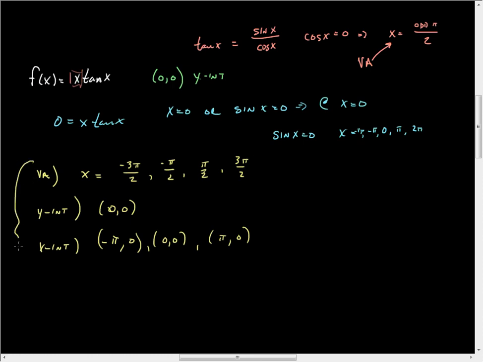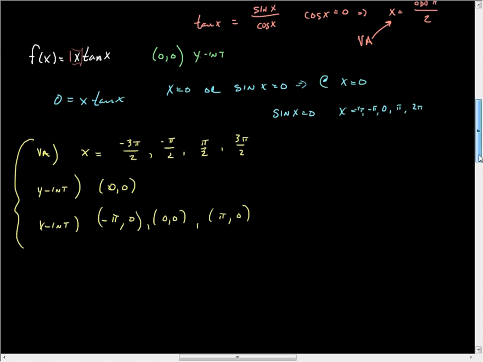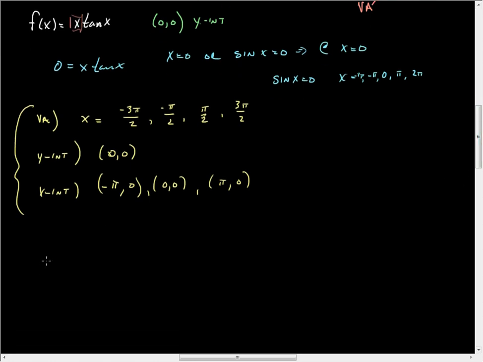Now let's take a look at the first derivative so we can find any extrema, if there are any. This is the product rule: the derivative of the first times the second, so that's just tangent x, plus the derivative of the second times the first, and that's x secant squared x.